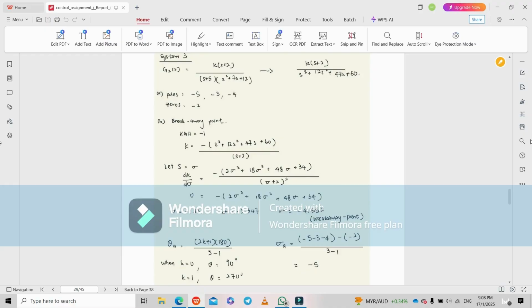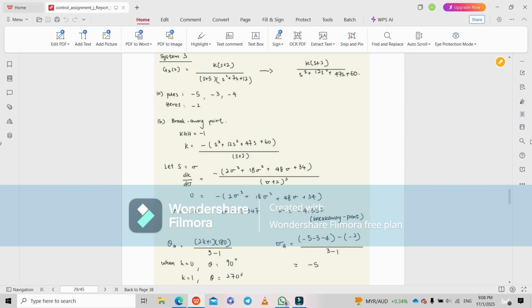My name is Tnioh. So now I will present system three. The system transfer function is given as K times (s plus 2) over (s plus 5) times (s squared plus 7s plus 12). Then we find the poles and zero. The poles are negative 5, negative 3, negative 4. Then the zero is negative 2.